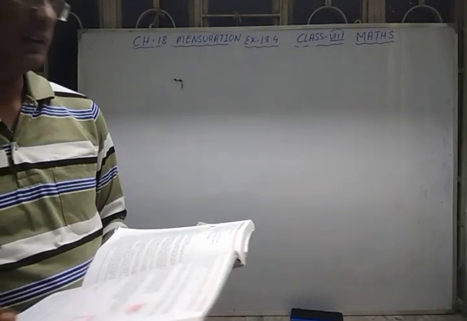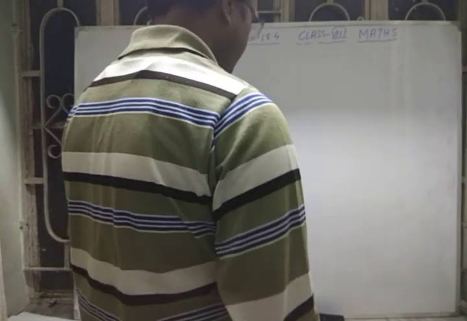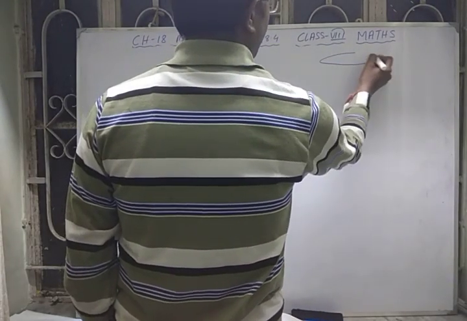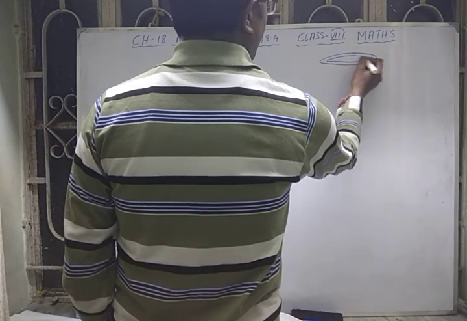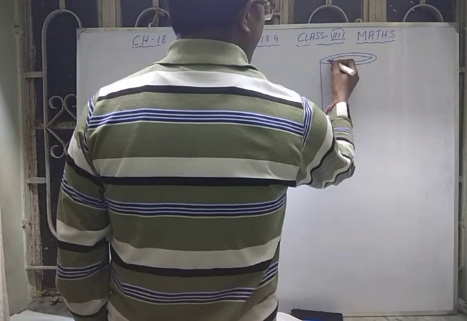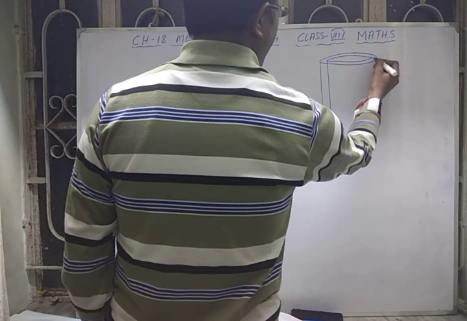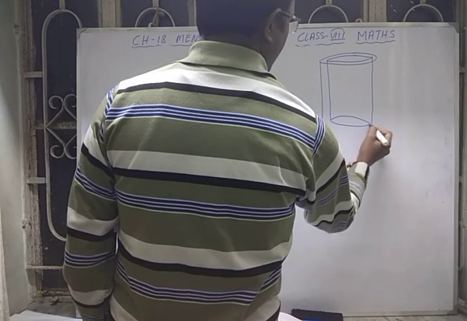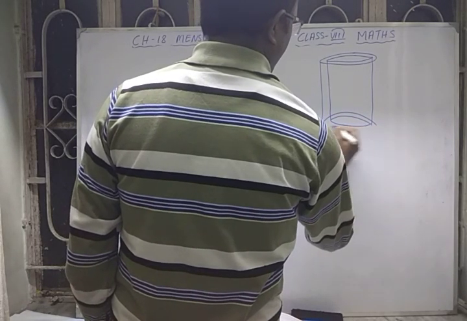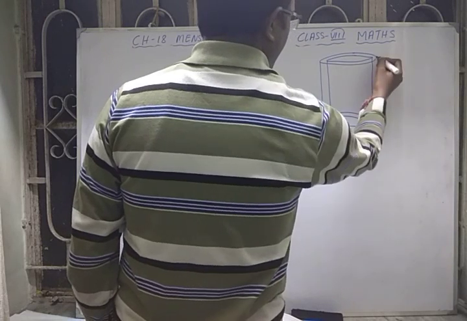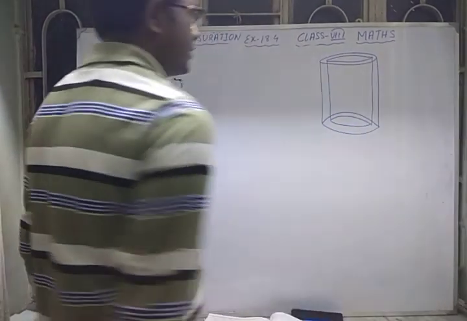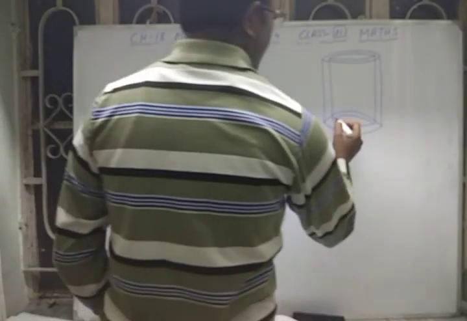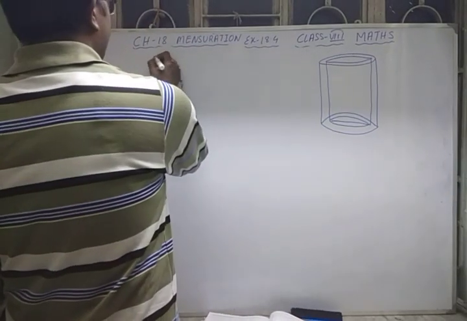How will you have to find? First I will draw the figure here. Very easy question, important also. Just you look at the figure. Here the cylinder is given. The inner diameter means this diameter, inner diameter you can write here.